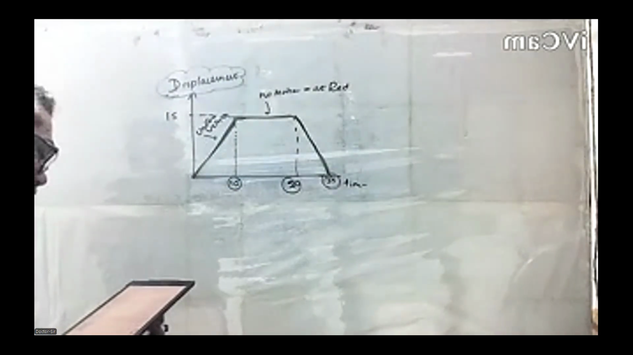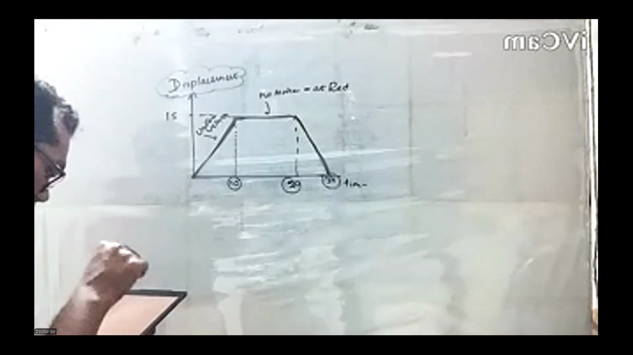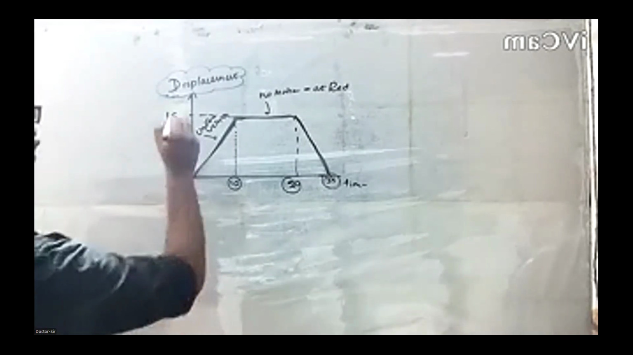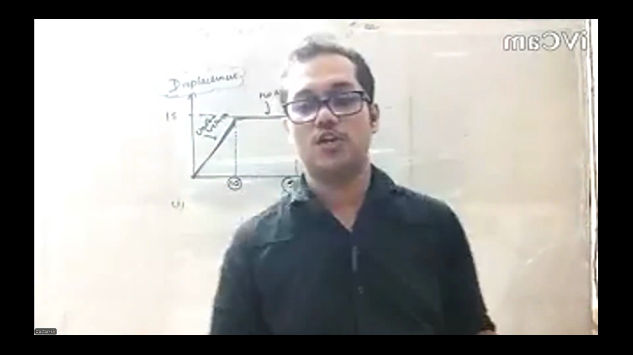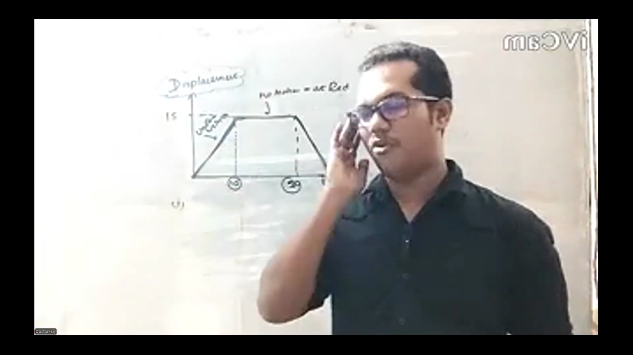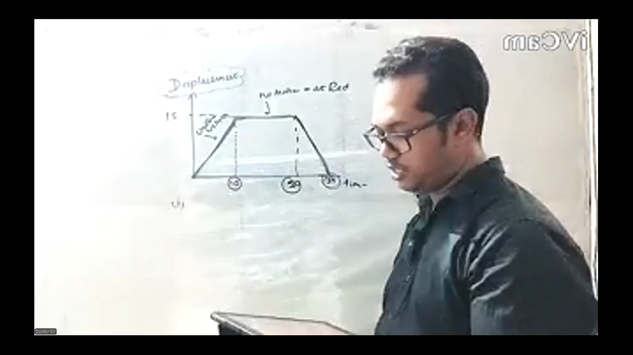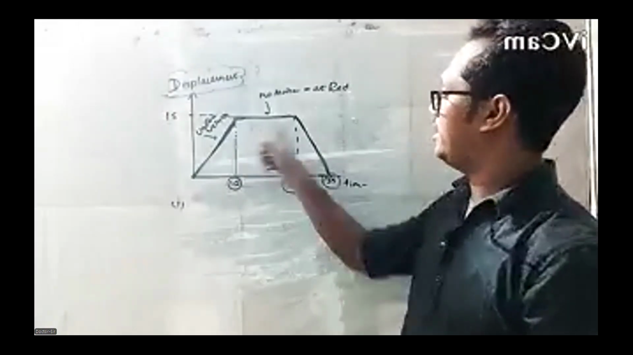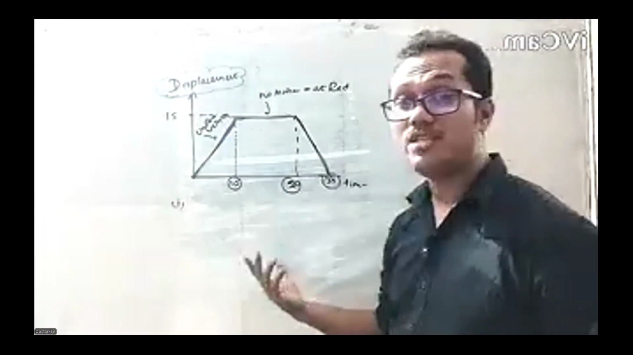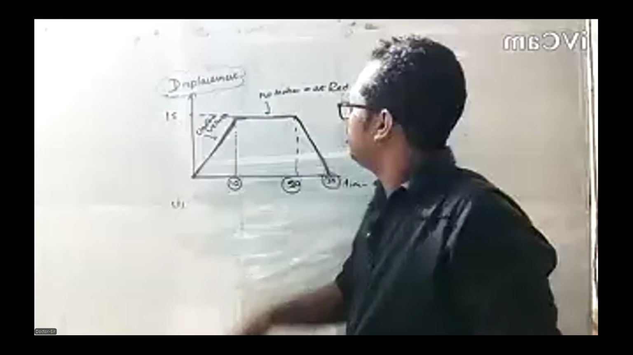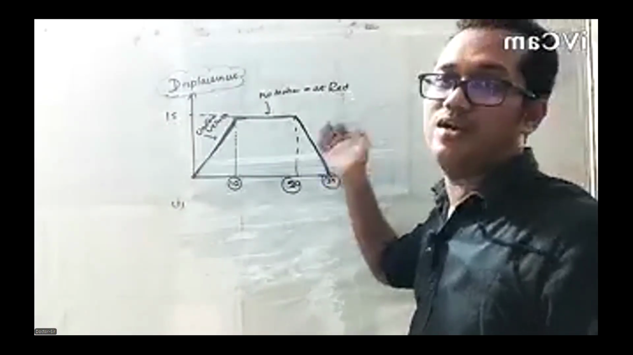Right. Describe the motion of the object within the first 10 seconds. We already described that in the first 10 seconds the object moves with uniform velocity. So the first answer is: in the first 10 seconds the object moves with uniform velocity. Then what is the type of motion of the object between 10 and 20 seconds? No motion. Object at rest.